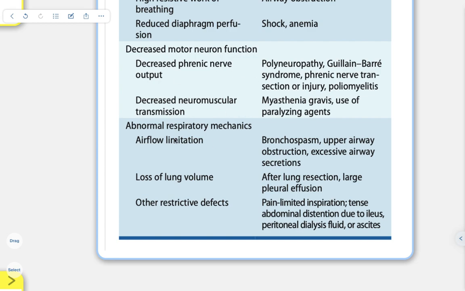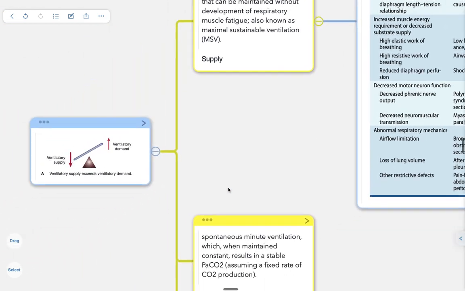Then abnormal respiratory mechanics. Now, abnormal respiratory mechanics include airflow limitation, loss of lung volumes, or some other restrictive defects. Airflow limitation is seen in bronchospasms or in upper airway obstruction, or whenever there is an excessive airway secretion. Loss of lung volumes can happen as a result of lung resections or large pleural effusions. Apart from that, certain restrictive defects, examples include pain-limited inspiration, tense abdominal distension due to ileus, peritoneal dialysis fluids, or ascites. So these are the conditions which cause a decrease in the ventilatory supply.